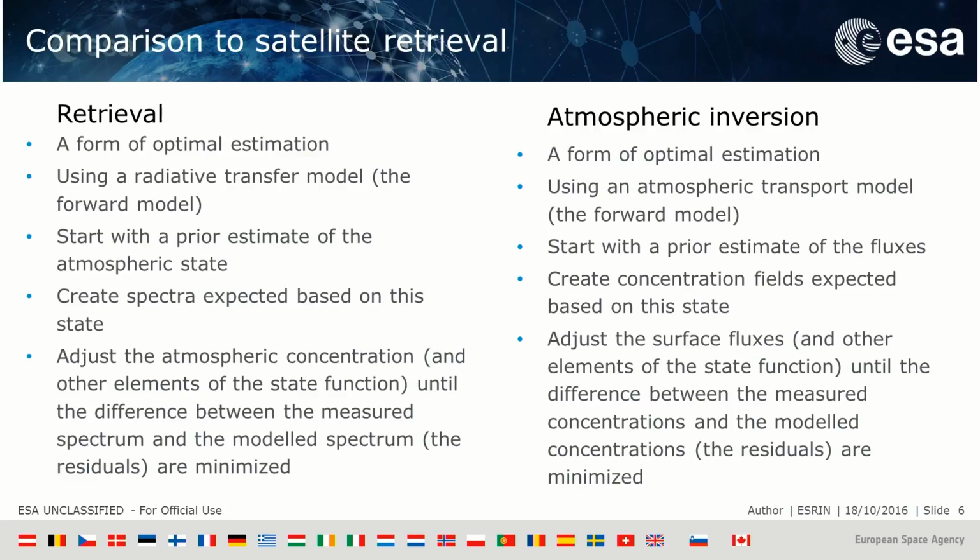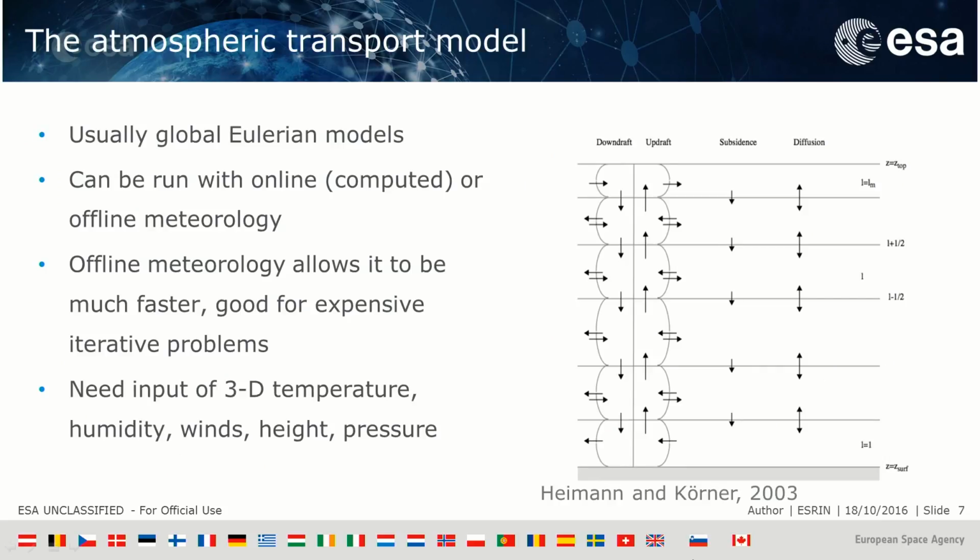So you have your prior estimate of the fluxes. Then you run that forward with your transport and get a concentration field. And this is your first guess of the concentrations. And then you can adjust the surface fluxes and other elements of your state vector until you can minimize this difference, the difference between your modeled concentrations and your measured concentrations. And this is sort of where the Bayesian statistics come in that we saw.